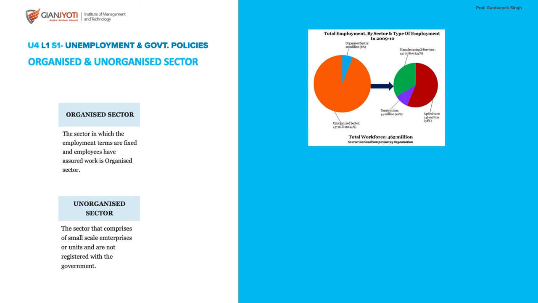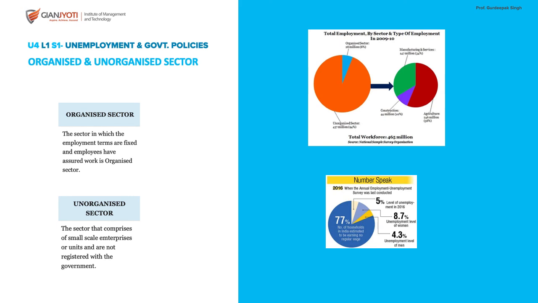So if we look at the total employment in India as per 2009-10 figures, in the organized sector, only 6% of the people are working, 28 million. In the unorganized sector, 94%, which is the irony of this country. Out of that 94%, around 34% work in the manufacturing and service sector. In agriculture, it is around 56%, and then 10% in the construction sector. So more so in agriculture.